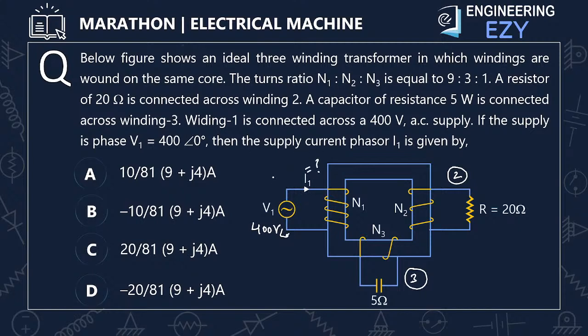So it is so easy. First you calculate the I2 and I3 and then transform the current into the primary side. And I2 dash plus I3 dash is the I1. I hope everyone knows.